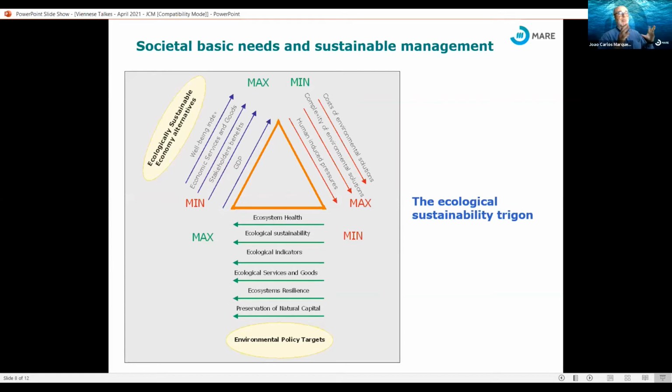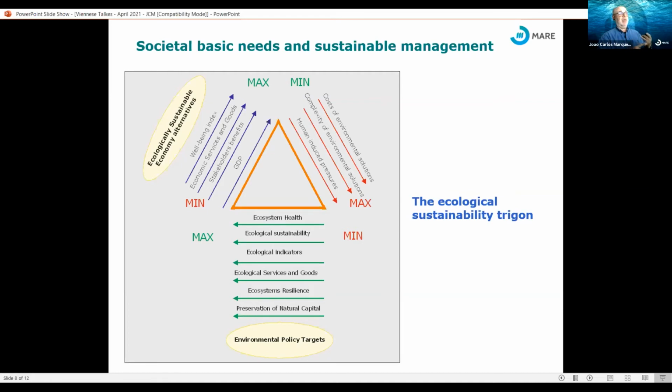So when we look upon this, we see societal basic needs need a sustainable management. Okay. If we try to put these three drivers I just referred to in a figure, it looks like this, a trigon, a sustainability trigon. If we take the policy target environmental objectives, we can put it at the base of the trigon. Of course, we can use a lot of approaches to consider this kind of environmental policy targets.